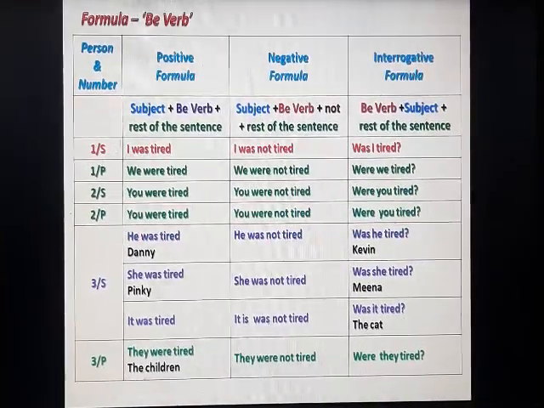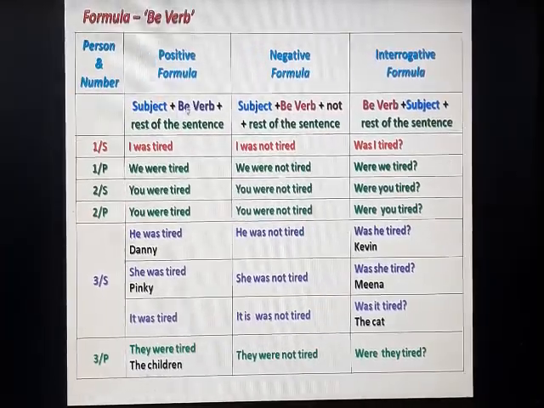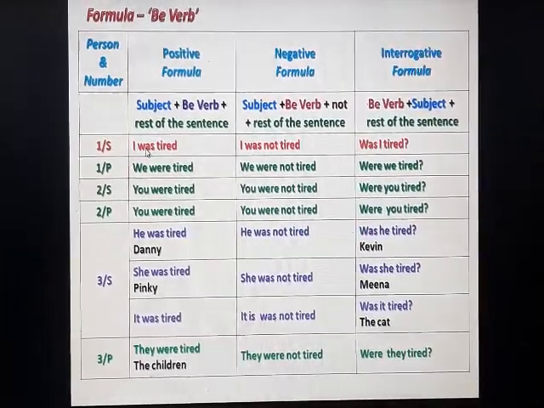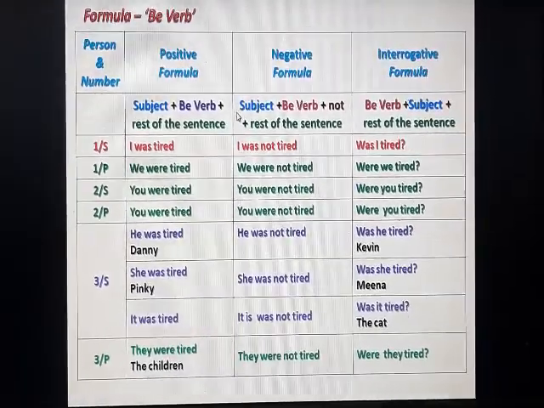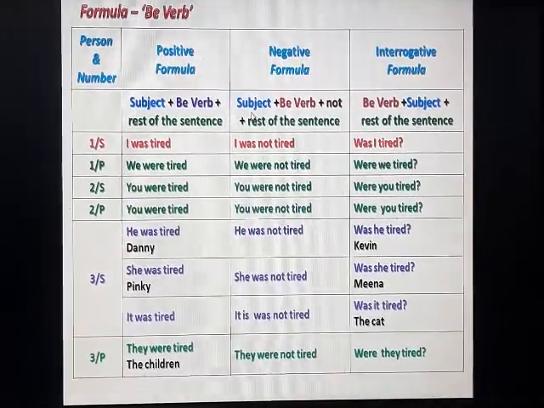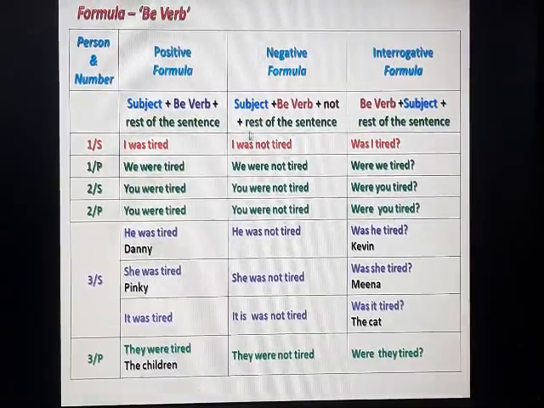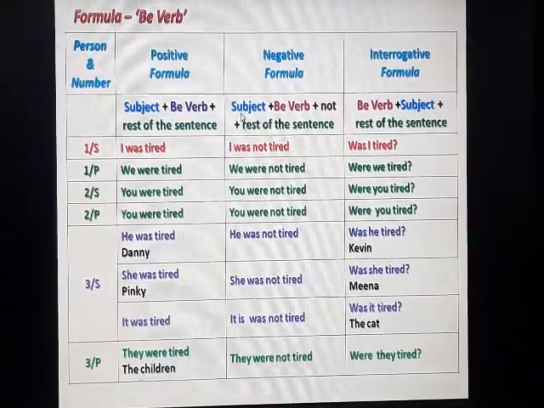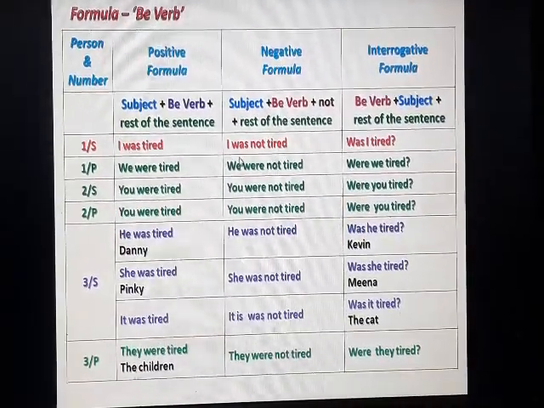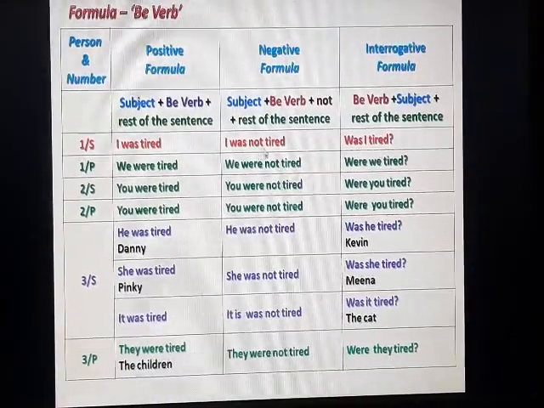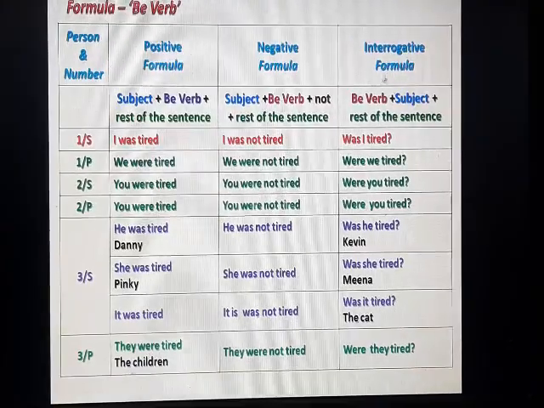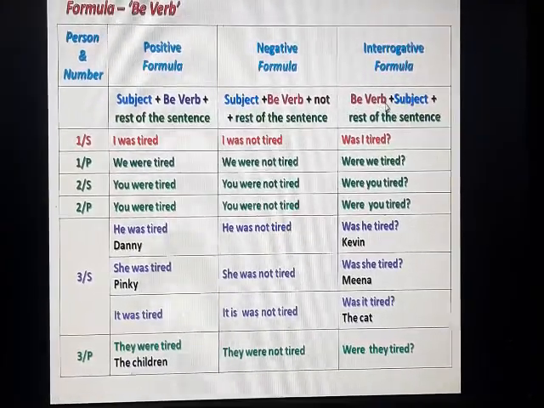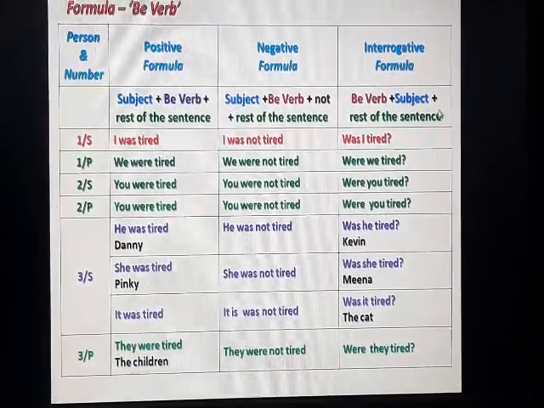So in the first person singular, I is the subject, was is the be verb, tired. I was tired. In the negative, the formula is subject plus be verb plus not plus rest of the sentence. I is the subject, was is the be verb, not is the negation, tired. I was not tired. The interrogative formula is be verb first, then the subject, then the rest of the sentence.